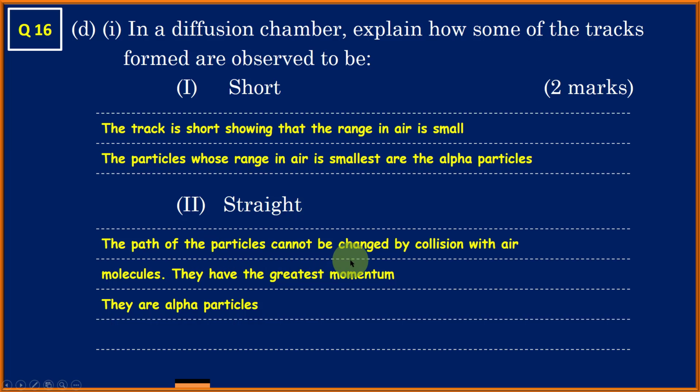The path of the particles cannot be changed by collision. The reason why they are straight is that they've got very high momentum, and therefore their path cannot be easily changed even with collision with air molecules. The only particles which possess this property, that they've got high momentum, are alpha particles. Again, the diffusion chamber is used to identify the type of particles which come in.